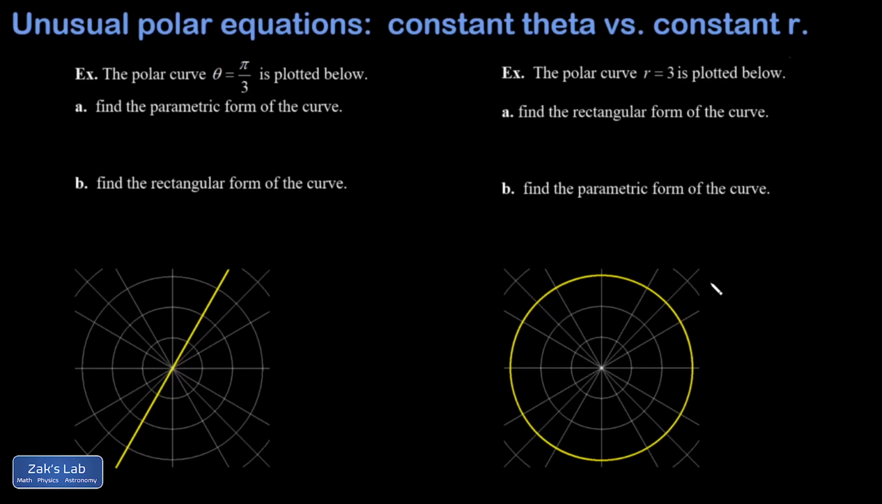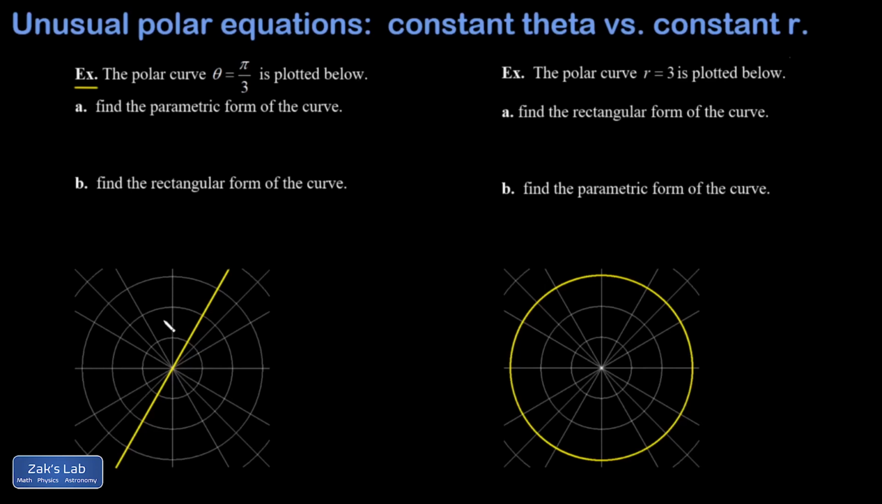Finally, we're going to look at a couple very unusual polar equations, but they do pop up from time to time. The first example is a polar curve given by theta equals a constant. And in most graphing software, it won't even let you graph this because they want you to solve for r. But what does theta equals a constant mean? This is giving us no restrictions at all on the values of r. R could be anything you want as long as theta is always pi over 3.